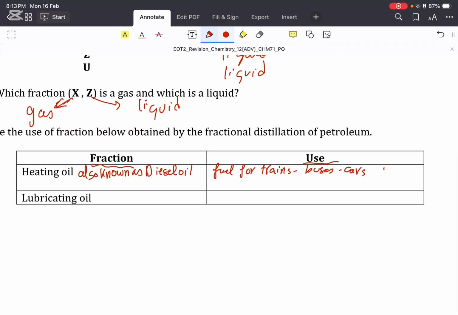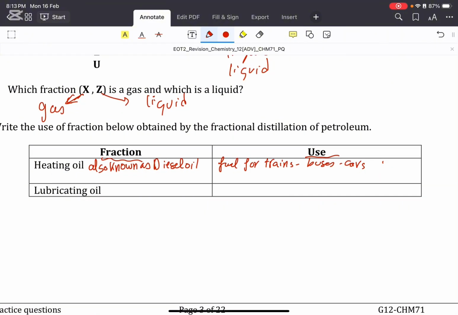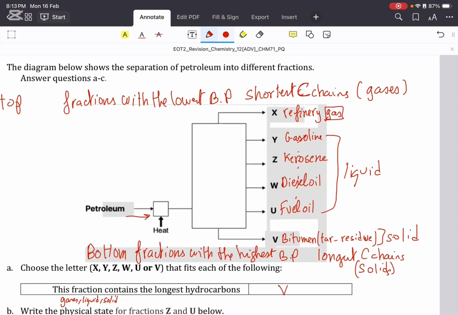Whereas the lubricating oil, what is the lubricating oil? Lubricating oil, also known as fuel oil, is the fuel used for ships and industrial heating. So it goes as follows.